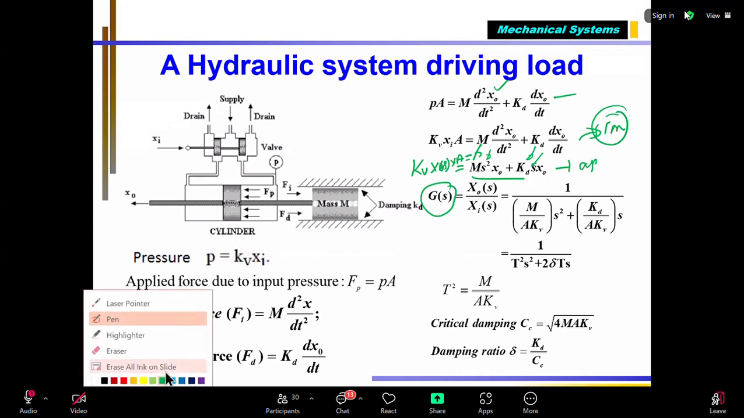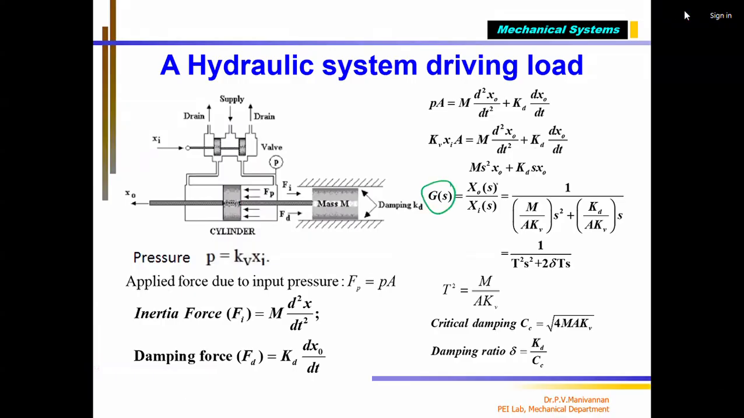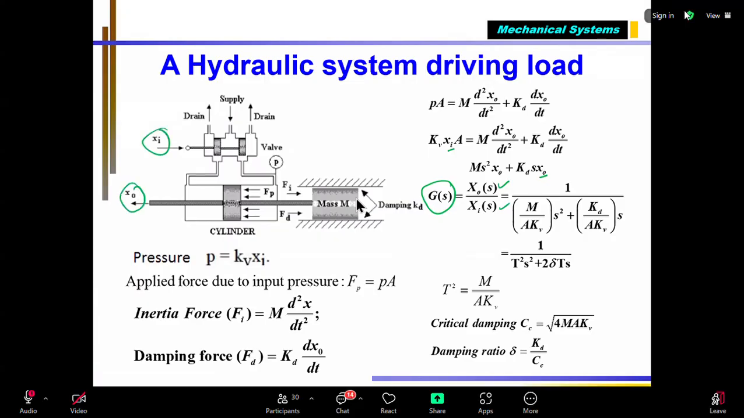Then I can find the transfer function G of s, which is nothing but output divided by input. The output x naught divided by input is the spool position. This is the position of my mass, which is the same as the power cylinder position because it is attached by a solid rod. So the mass also moves the same. The displacement of the load or the power cylinder is the same.